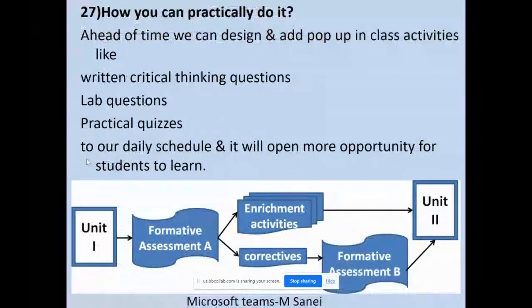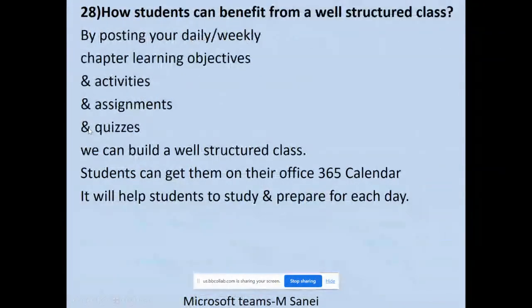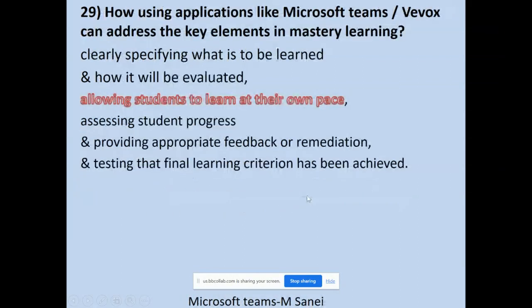I will finish in 3 minutes, then we can talk. If there is any question, I would like to answer your question. How can students benefit from a well-structured class? By posting your daily, weekly chapter learning objectives, activities, assignments, and quizzes, we can build a well-structured class. Students can get them on their LMS, Blackboard. It will help students to study and prepare for each day.